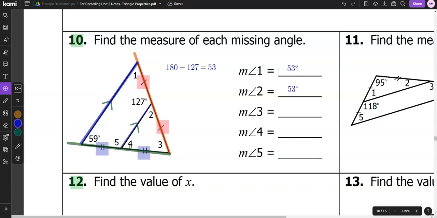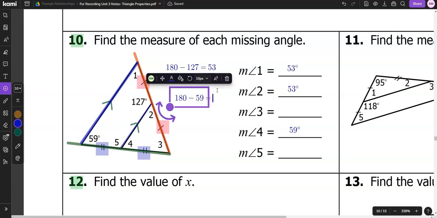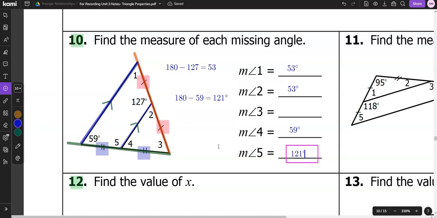So we already know that angle 4 is 59 degrees because it's a corresponding angle to the 59-degree angle. And then angle 5, again, can be found by subtracting 59 from 180. And that gives us a 121-degree angle. And finally, now we have enough information to find angle 3. There's several ways we can do it.